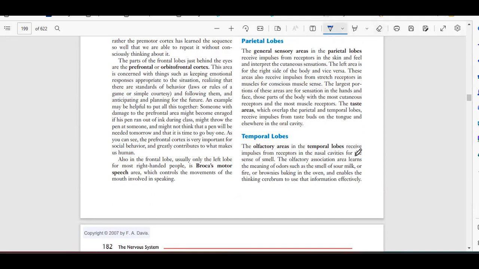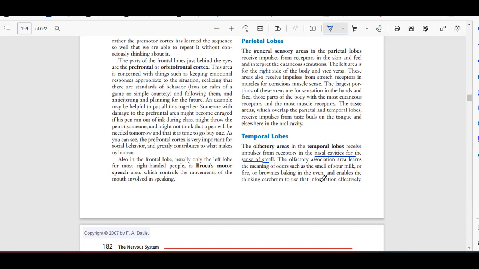The temporal lobe also receives the sense of smell from receptors in the nasal cavity. Sorry, I got confused here. Basically, olfactory means the smell area. In the nasal cavity we have receptors. Whatever aroma is in the environment, they will catch it.